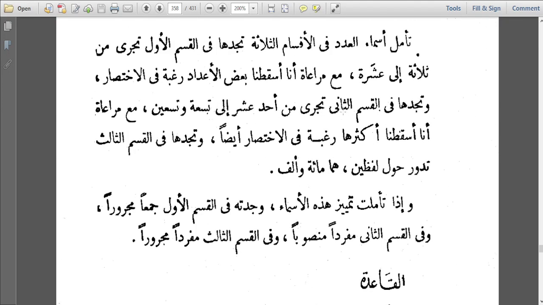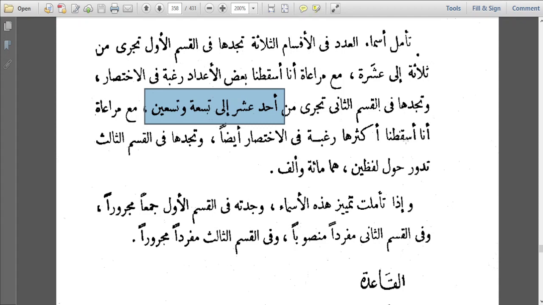وَتَجِدُهَا فِي الْقِسْمِ الثَّانِي, and in the second part, the second five, تَجْرِي مِنْ أَحَدَ عَشَرَ, you find it from أَحَدَ عَشَرَ, because these two numbers from 11, 13, 14, 15, 16, 17, 18, 19, both parts are مَبْنِي عَلَى الْفَتْحِ, always fatha. So from 11 to 19, the second five examples range from 11 to 19.